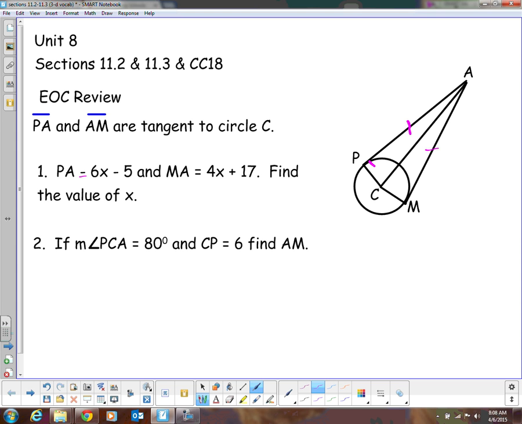90 degrees. When you see that radius and you see that tangent, you should see 90 degrees. Think 90. It says PCA. PCA is 80 degrees. And CP is 6. Now they've asked for AM, but that's kind of silly, isn't it?